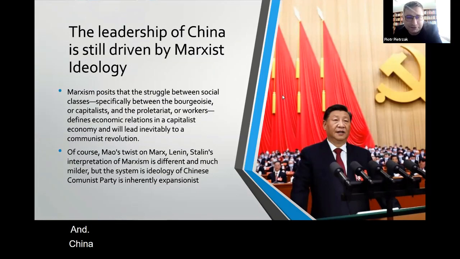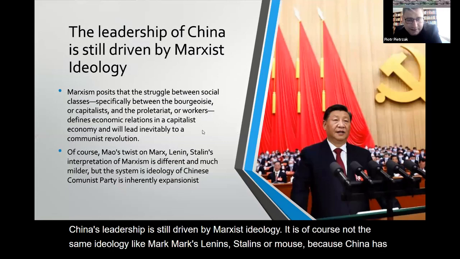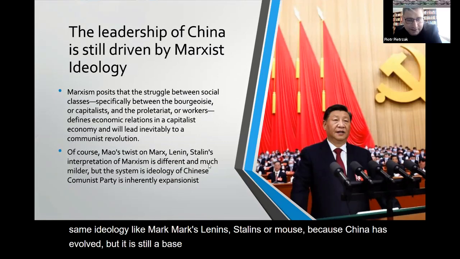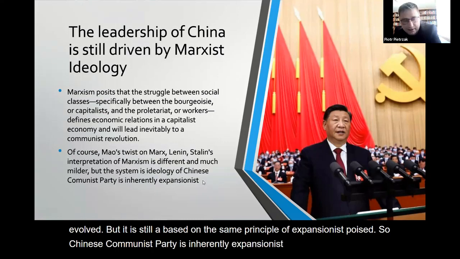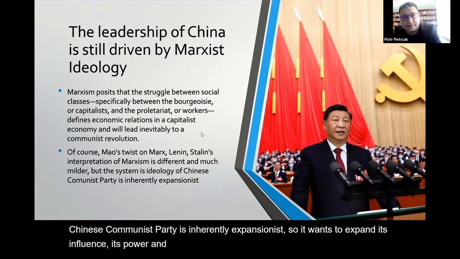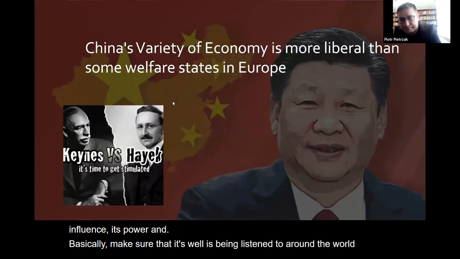China's leadership is still driven by Marxist ideology. It is, of course, not the same ideology as Marx's, Lenin's, Stalin's, or Mao's, because China has evolved, but it is still based on the same principle of expansionist policy. So the Chinese Communist Party is inherently expansionist. It wants to expand its influence, its power, and basically make sure that its will is being listened to around the world.